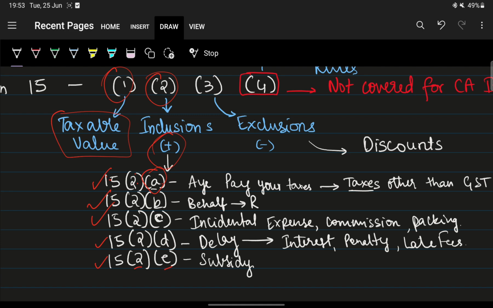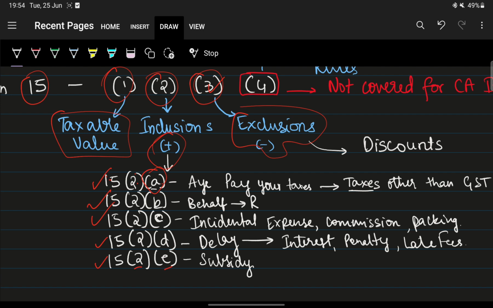So that was section 15 subsection 2 subclause E. Now moving on to section 15 subsection 3. What is to be excluded from the value of supply? There is only one thing there, which is discounts. Any discount that is given at the time of supply or before the time of supply is 100% allowed, no problem, just take it, enjoy. But if any discount is given post supply, then generally it is not allowed, but if it satisfies 4 conditions, it will be allowed.